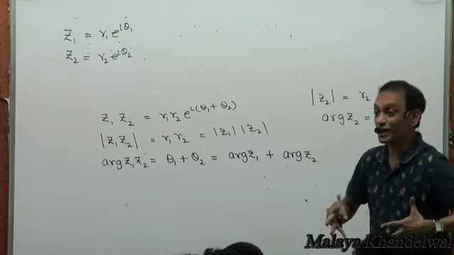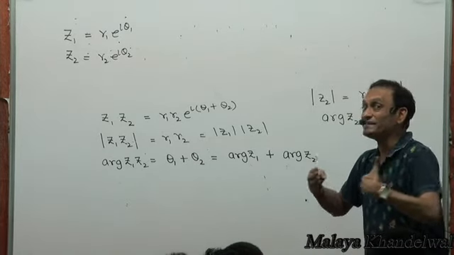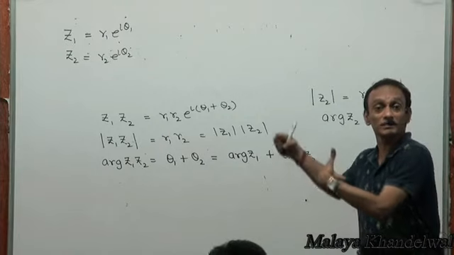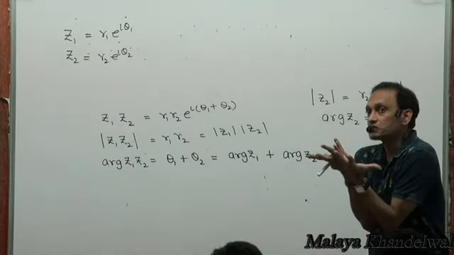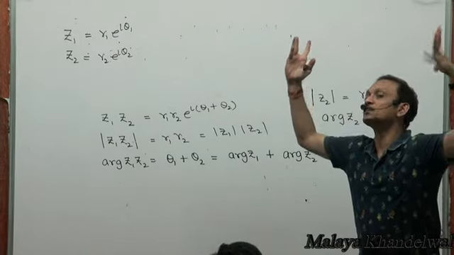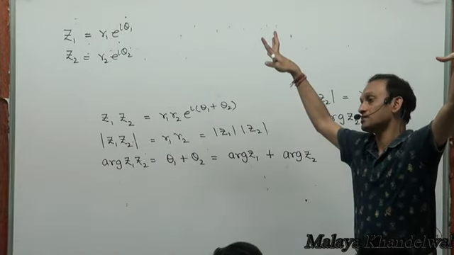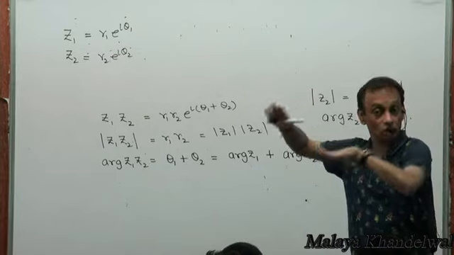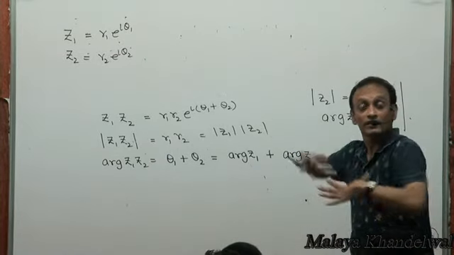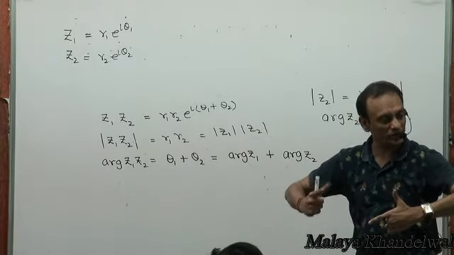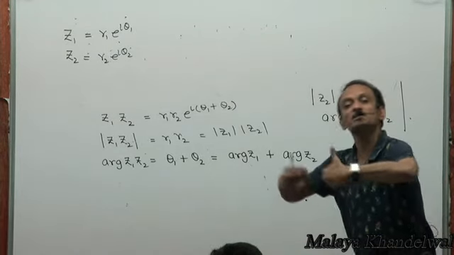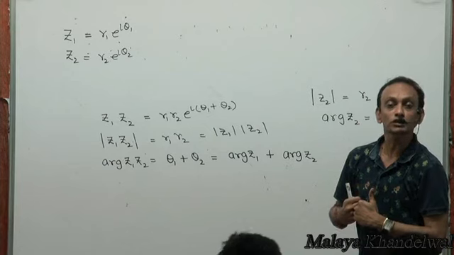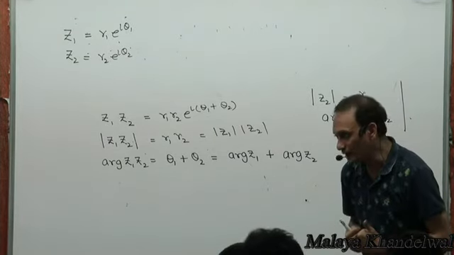It behaves like a logarithm, like log abcd is log a plus log b plus log c plus log d. The argument operator, in a certain sense, manifests itself like a logarithmic operator. In a very similar manner, the argument operator is manifesting itself in a very similar fashion to that of a logarithmic operator.